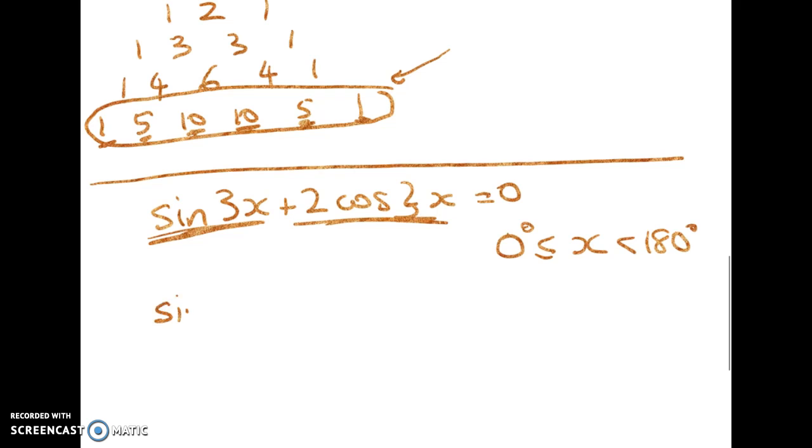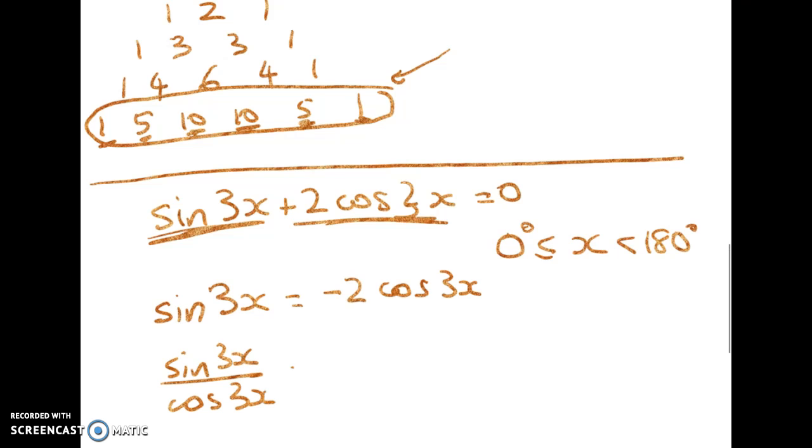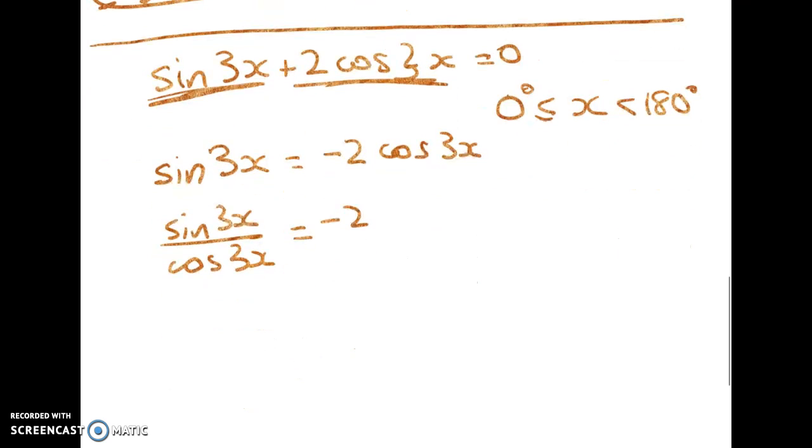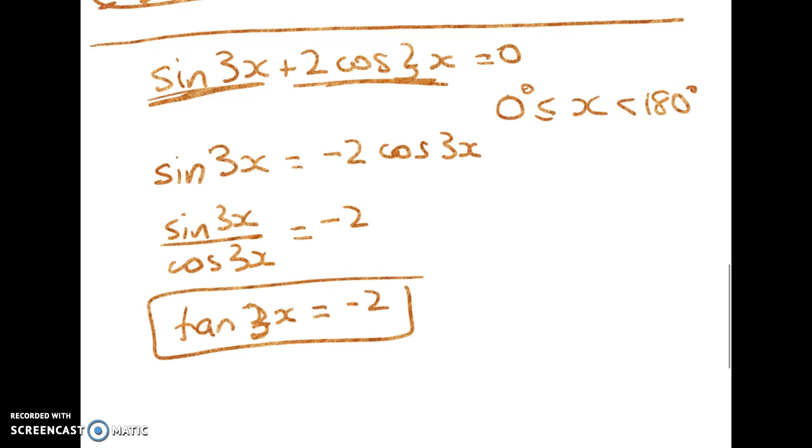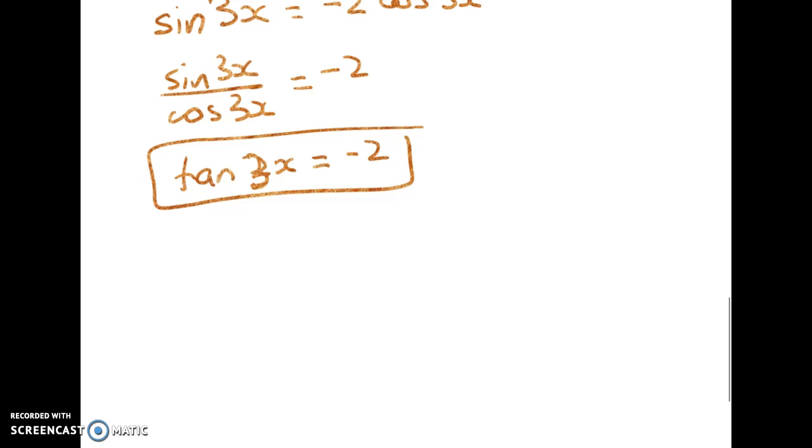And what we're going to do is use the definition of tan to solve this. Right, so we get sine 3x is equal to negative 2 cos of 3x. Then we're going to divide both sides through by cos of 3x, and we get negative 2. So what does that give me? Well, I'm now trying to solve a really simple trig equation, which is tan of 3x, not 2x, 3x is equal to negative 2. So let's think about what we know about this now that we've done level 3 trig.